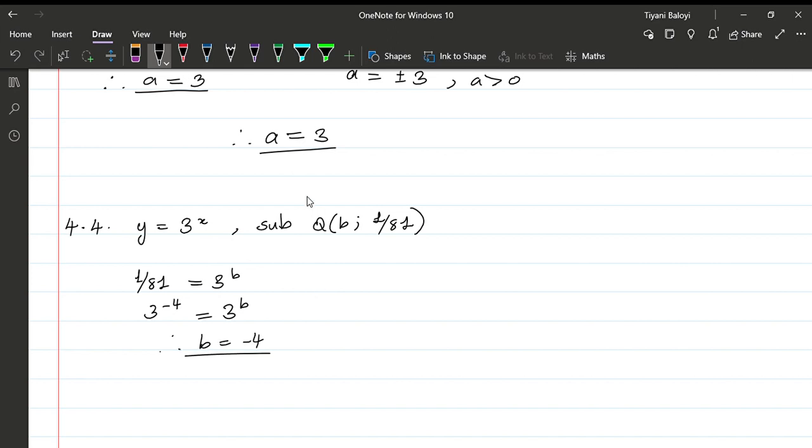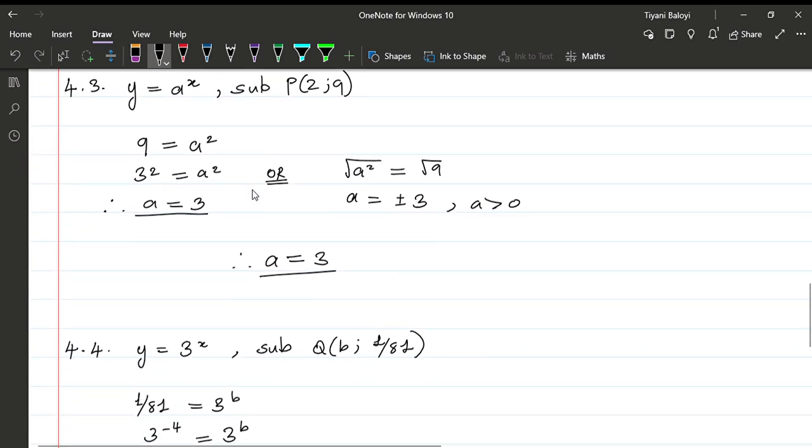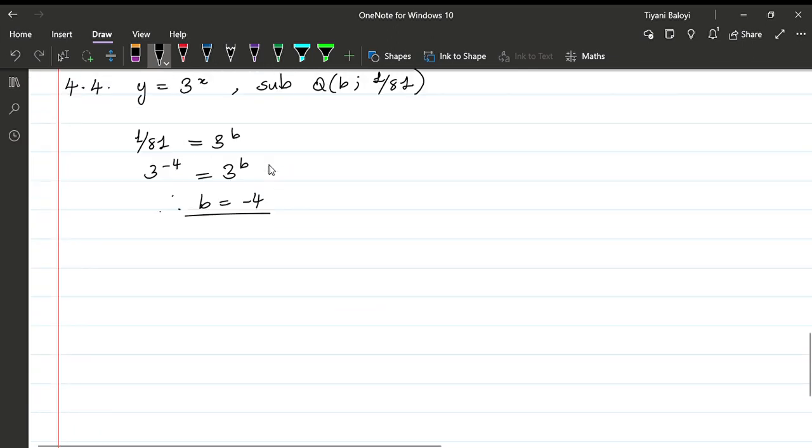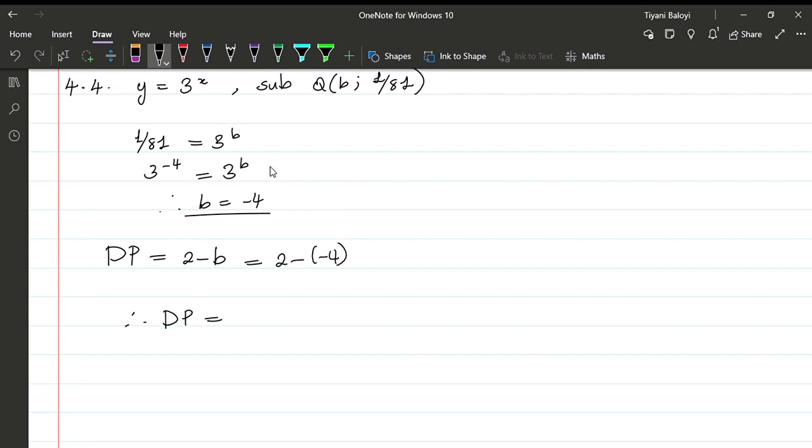Another law of exponents. In this equation you have heard me say a lot about laws of exponents, so that means they are essential to finding answers for exponential graphs or functions, which makes sense, right? We've already written the formula for DP, which was 2 minus b. So we know this is 2 minus negative 4. Therefore, DP is equal to 6 units.